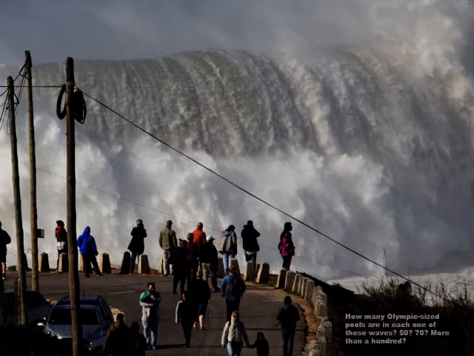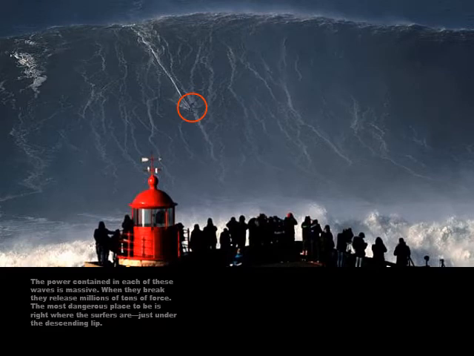Looking at these waves that we see here at Nazare, how many Olympic-sized swimming pools do you suppose are in each one of these breaking waves? Do you think 50, 70, more than 100? The power in each of these waves is obviously massive. When they break, they're releasing millions of tons of force. The most dangerous place to be, of course, is right where the surfers are, which is just under the breaking lip.